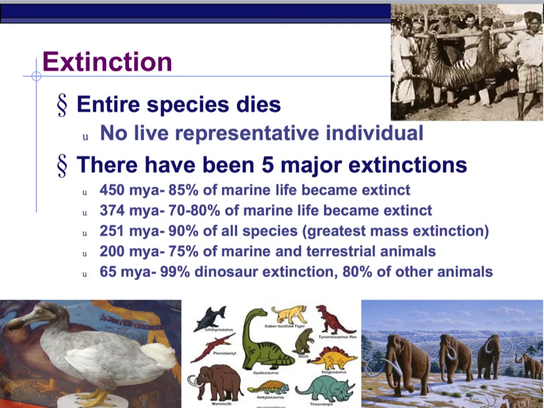Then around 251 million years ago, about 90% of all of our species died out. That was our first great mass extinction. About 200 million years ago, we had another major extinction where both marine and terrestrial animals died out. And then the one that most people are familiar with, about 65 million years ago, was a massive extinction where 99% of the dinosaurs died out and about 80% of other animals died as well.